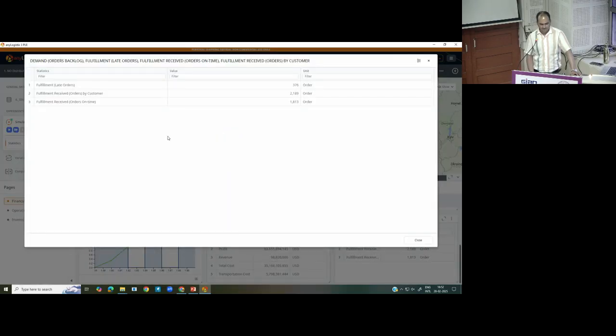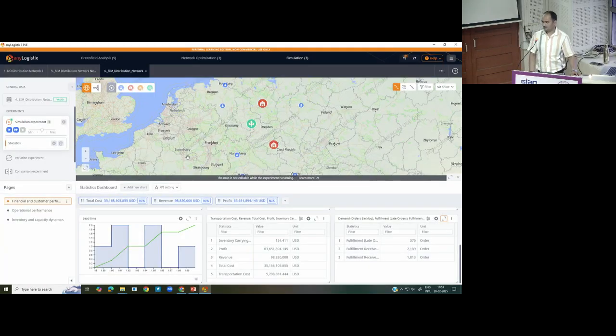Demand backlogs, service level dropped to less than 100%. It means that, look at here, total orders received, fulfillment received, orders by customer, total orders received from customers are 2189. Out of that orders, we have managed to supply the 1830 orders on time and 376 orders late, delayed. Why? Because lead time was very short. What was that lead time? 2 days. We did not have sufficient stock. That's why this happened.